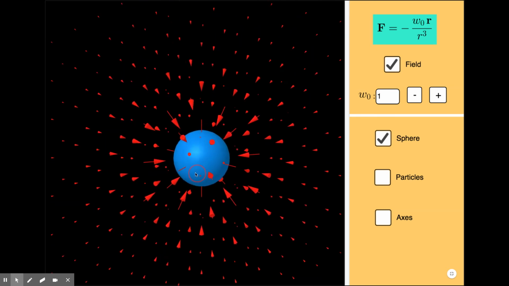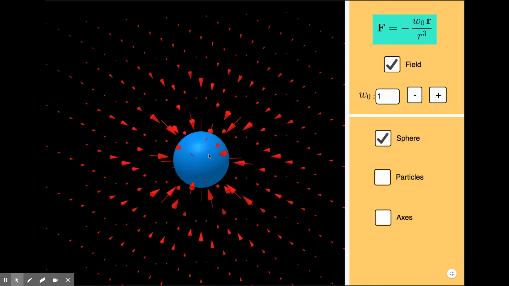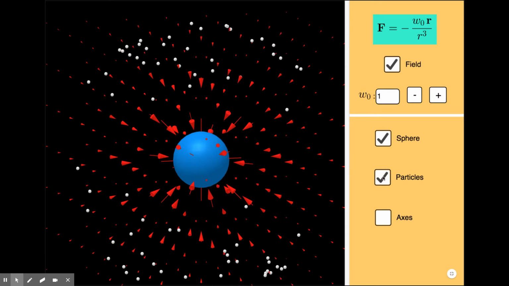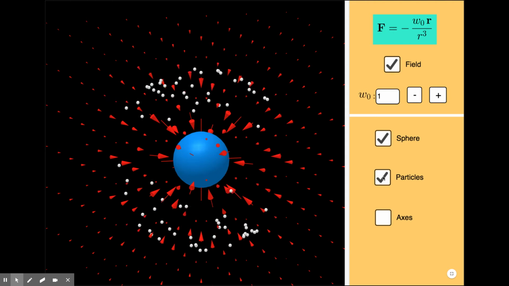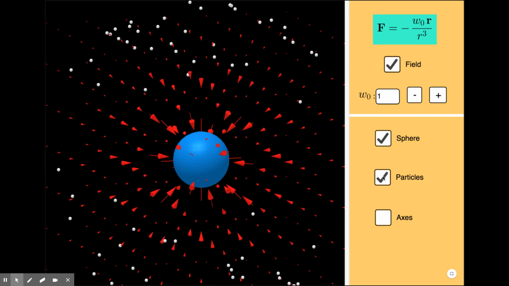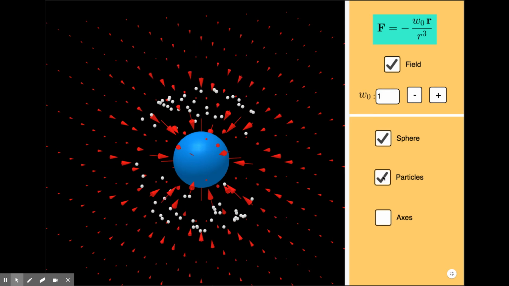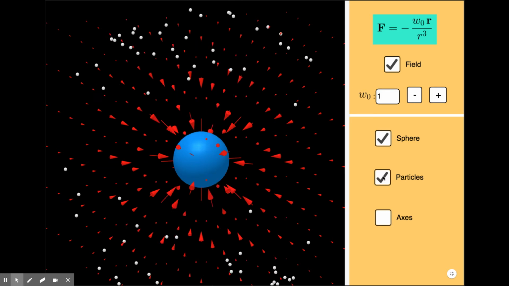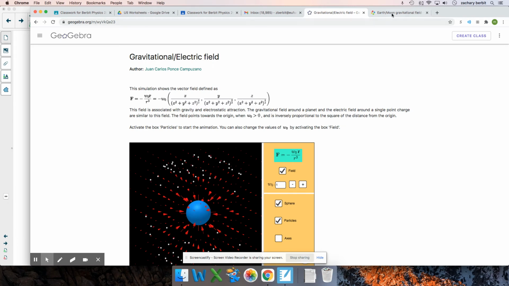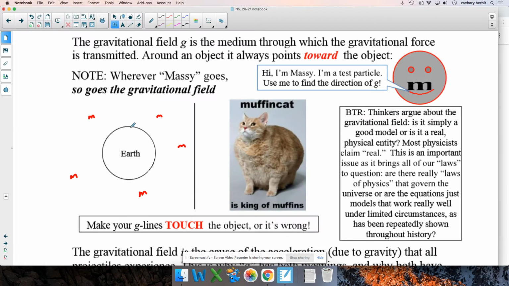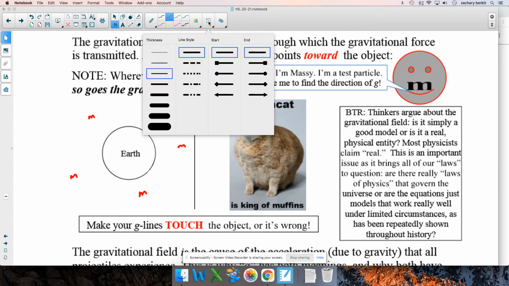And if you were to put a particle in that gravitational field, a massive particle like Massey, or make-believe Massey, let's add them, what would happen is it would follow those gravitational field lines to the object, to the large mass Earth or sphere or whatever it is there. Okay? So actually you're seeing what Massey would do right there. Good. So the quick answer to this, what would Massey do?